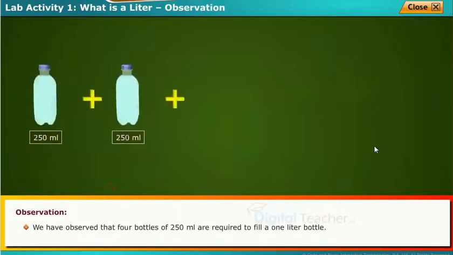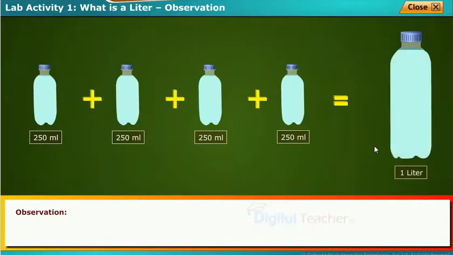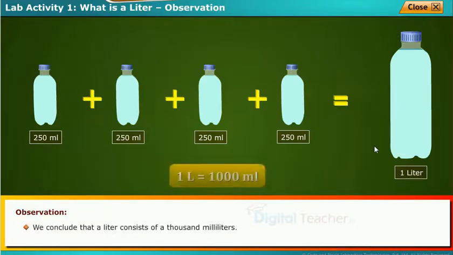We have observed that 4 bottles of 250 ml are required to fill a 1 liter bottle. This shows that 1000 milliliters make a liter. We conclude that a liter consists of 1000 milliliters.